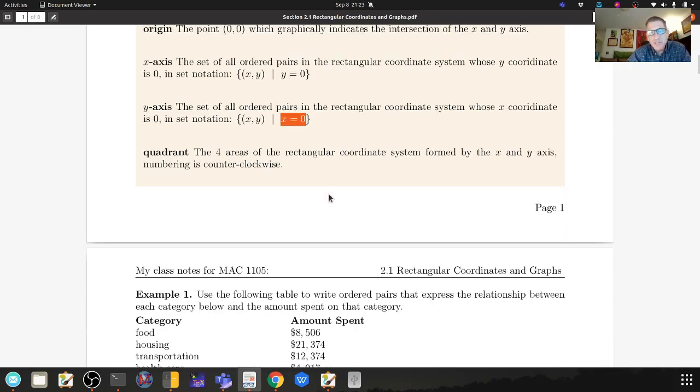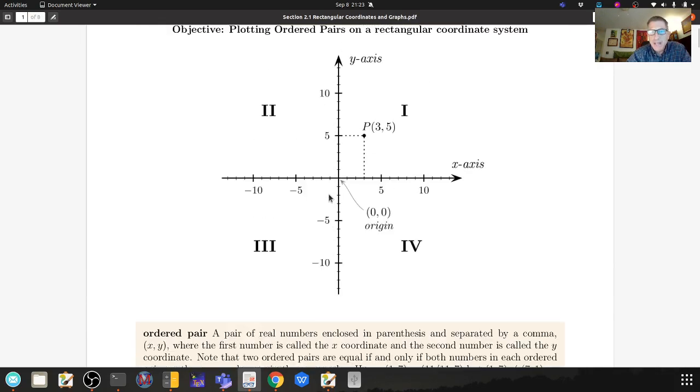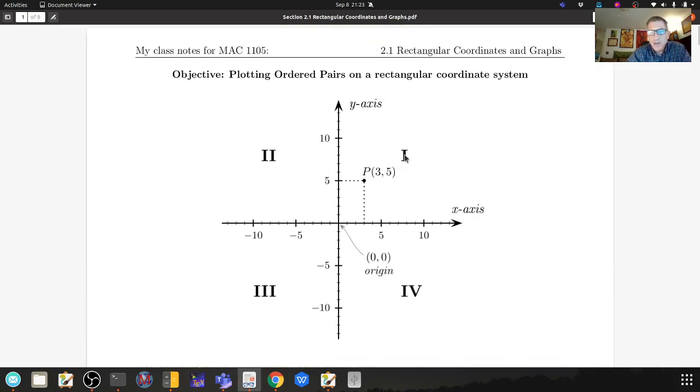Quadrants, we use these sometimes to refer to different parts of the coordinate axes. They are numbered. You start in quadrant 1, then go counterclockwise to 2, 3, and 4. Notice that the quadrants do not include their boundaries. So this point here, (3, 5), is completely in quadrant 1.